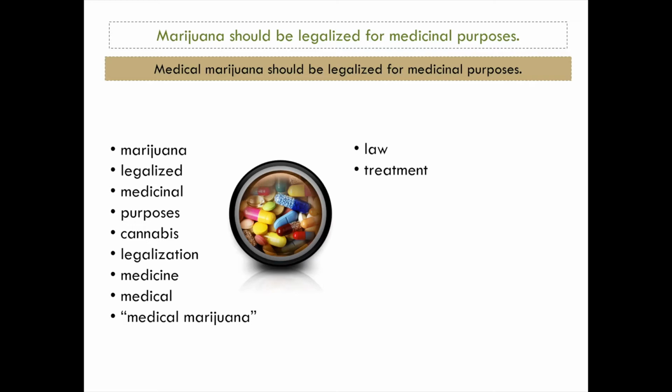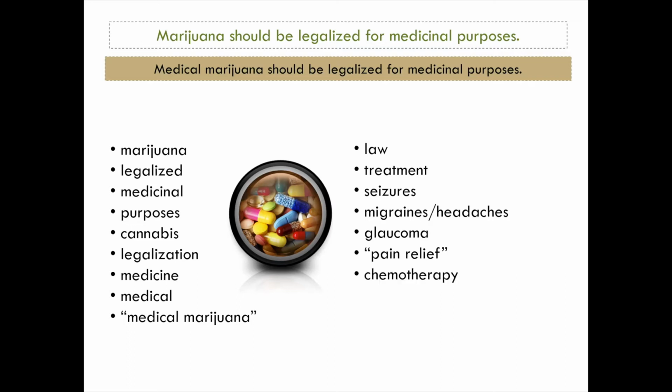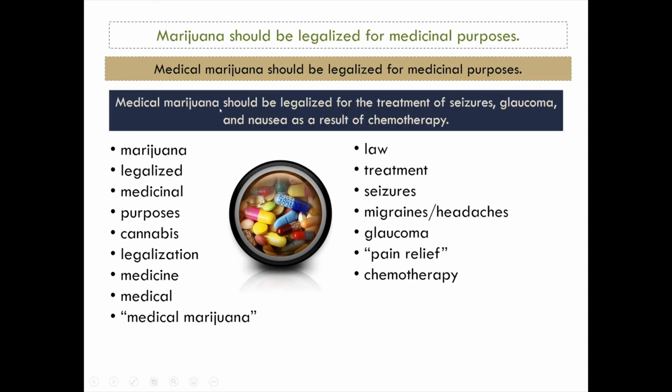So for my keyword list, I added seizures, migraine/headaches, and glaucoma. Also, I know in general it can be helpful with pain relief, and I know it can be helpful for the treatment of chemotherapy. So I wrote those words down too. But let's see our thesis statement now. Medical marijuana should be legalized for the treatment of seizures, glaucoma, and nausea as a result of chemotherapy.